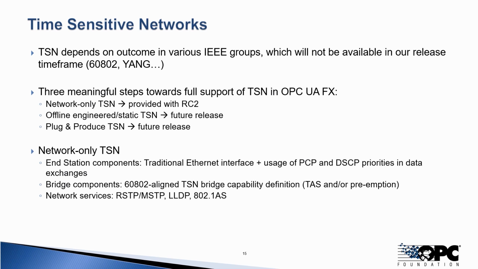The bridge components are set up with a 60802 aligned TSN bridge capability definition, meaning the bridge components are set up using time-aware shaper windows and/or preemption. And for the network services, we expect to use either RSTP or MSTP. We still need to decide that. We expect to have LLDP and 802.1AS for working clock synchronization to establish the time-aware shaper windows within the TSN domain.